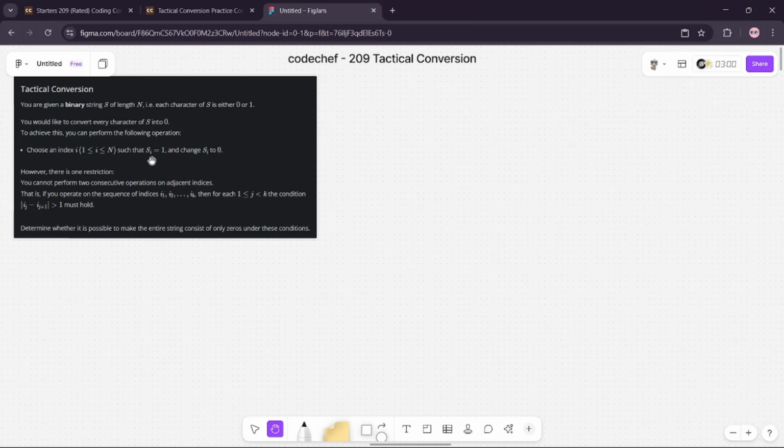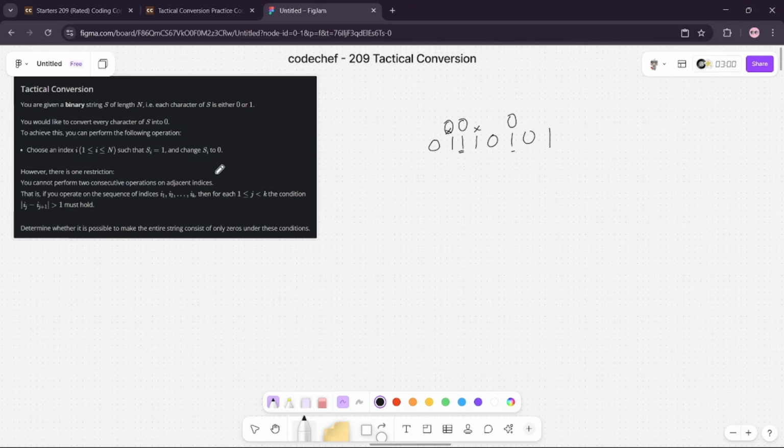We can choose a random index between 1 and n whose value is 1, and we can simply convert it into a zero. But there is a restriction which states that in two consecutive operations, we cannot convert zeros on adjacent indexes. That means, let's say I have 0, 1, 1, 1, 0, 1, 0, 1. If I choose this index and convert it into a zero, in my next move, I cannot convert its adjacent indexes into zeros. I have to choose some other index and convert it into a zero. Later, I can come back here and convert this index into a zero.